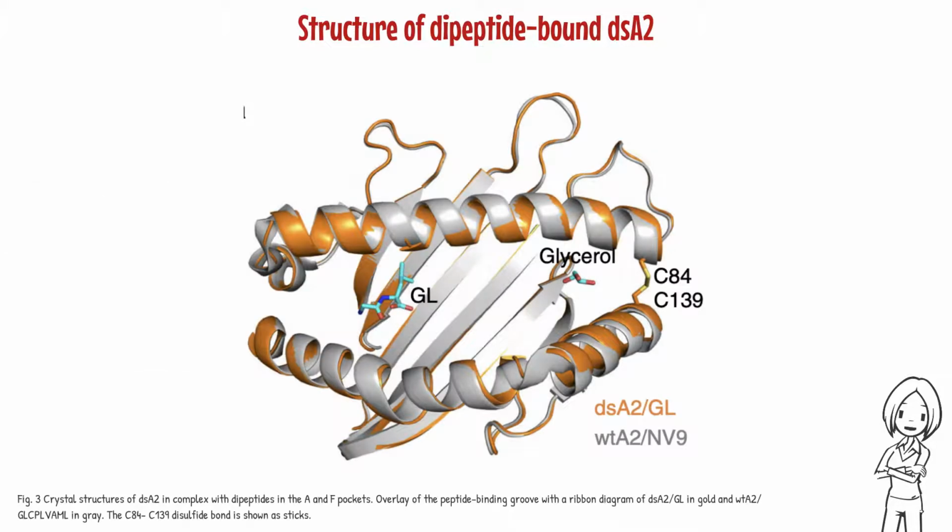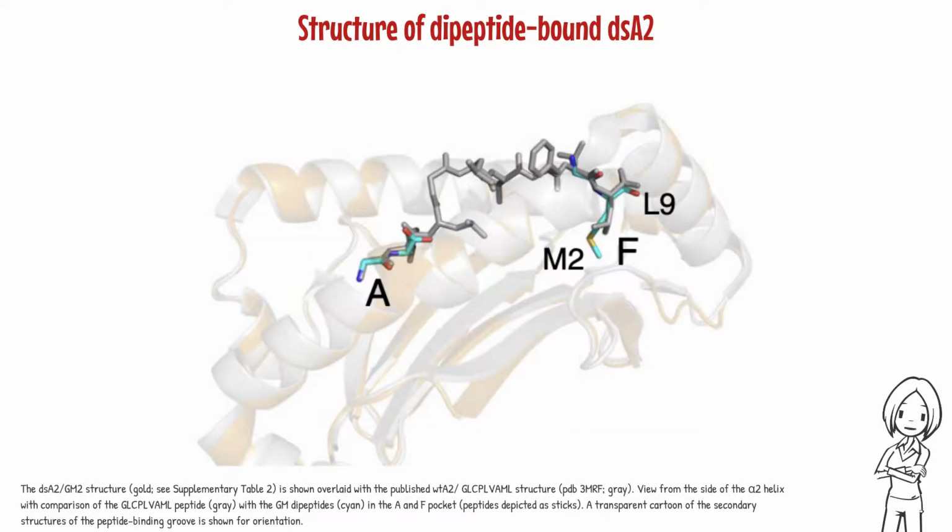The disulfide stabilized class 1 glycylleucine structure showed that one dipeptide is bound in the A pocket and one glycerol molecule from the buffer in the F pocket. The disulfide stabilized class 1 glycylmethionine structure binds two dipeptides, one in the A and one in the F pocket. These structures show that the disulfide stabilized class 1 molecule binds the amino acids in the same manner as the wild-type class 1 molecule binds the residues of longer peptides.